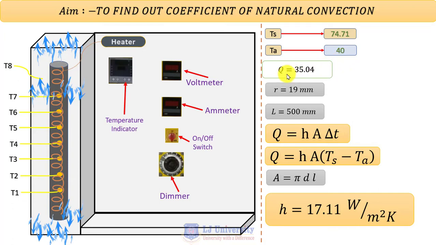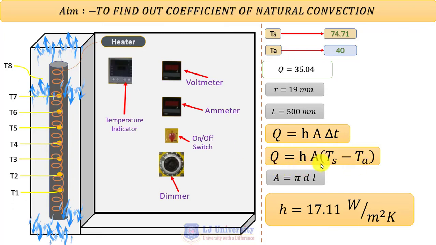Our heat input is Q equal to V into I, so that is 35.04. Fixed parameters: the radius of the cylinder is 19 mm, and the length of the cylinder is 500 mm. Now by using Newton's law of cooling, Q is equal to HA delta T, we can easily calculate the value of H, the convective heat transfer coefficient. In this equation, delta T shows the temperature difference, which is Ts minus Ta, the surface temperature of the cylinder minus the ambient temperature, so the temperature of the surrounding fluid, which is our air.